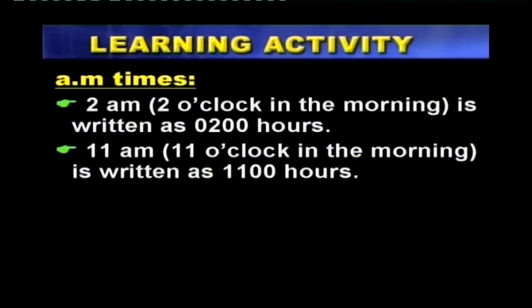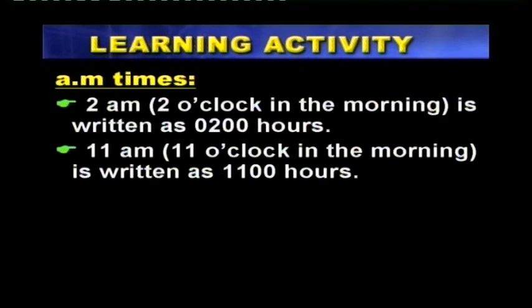represents 2 o'clock in the morning. Looking at it very carefully, it is AM, 2 AM in the morning, not 2 PM. 2 PM will be written differently from what we have here. Okay, 2 AM is the same as 2 o'clock in the morning, and it can be written as 0200 hours in 24-hour time.